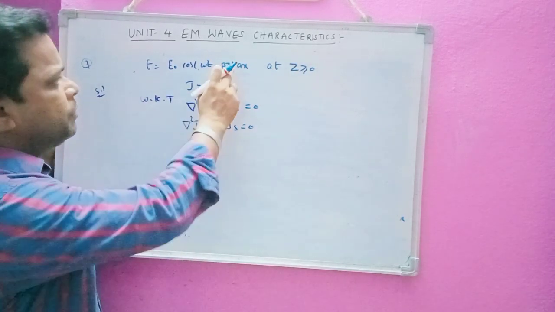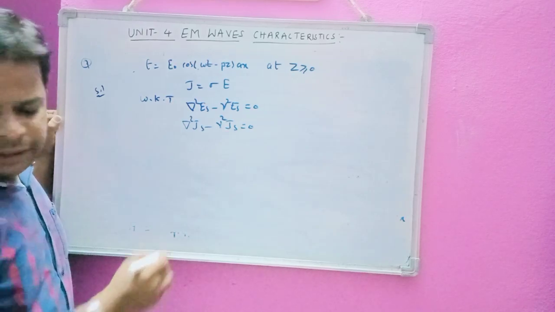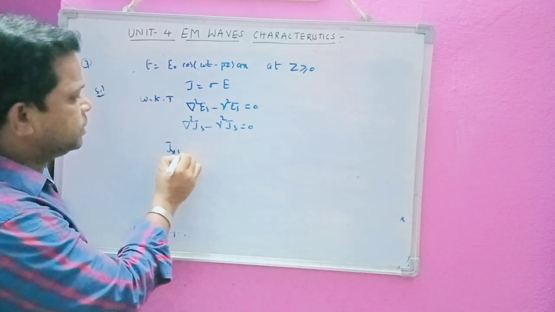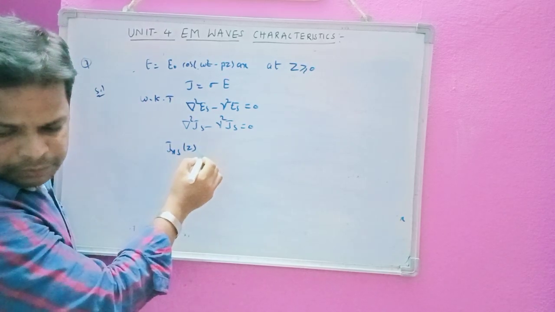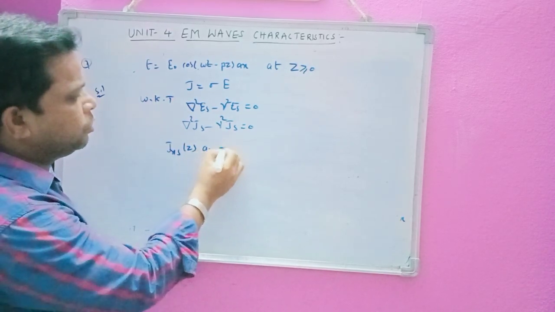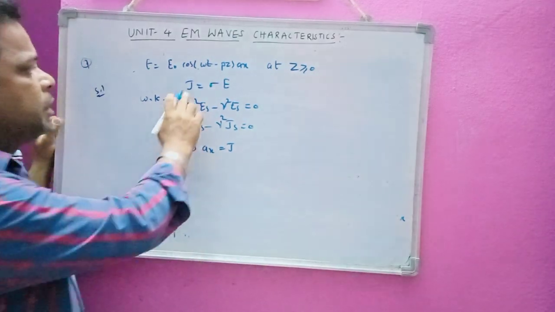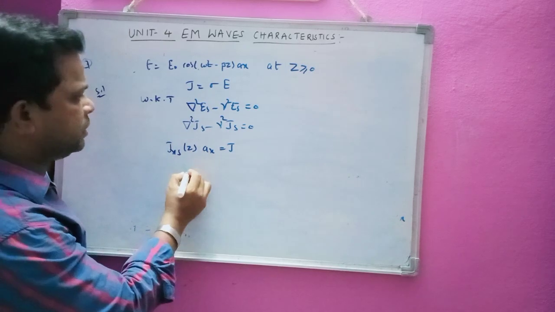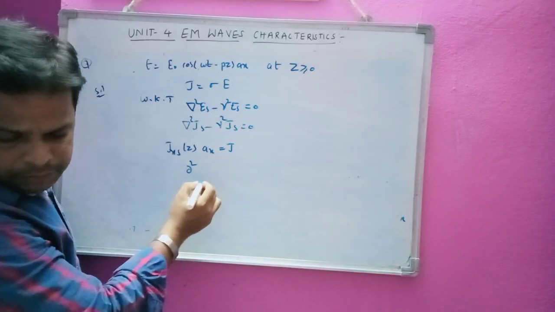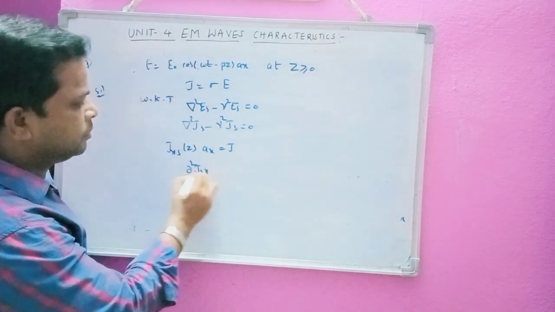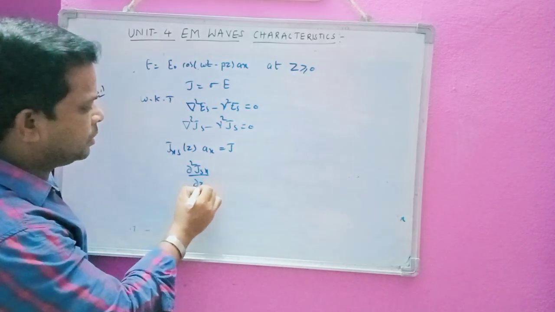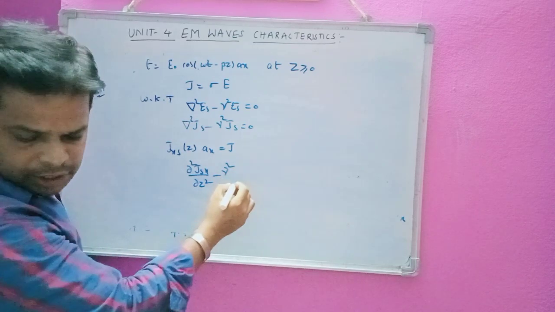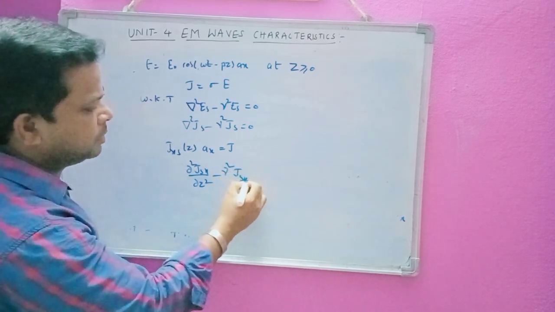Okay, now the wave has an x component here. So we'll take Jx of s of z, Ax is equal to J. Now we'll take this component as this one. After substituting this here, what we get is d square Jsx by dz square, because the wave is propagating along the z direction, minus gamma square Jsx is equal to 0.